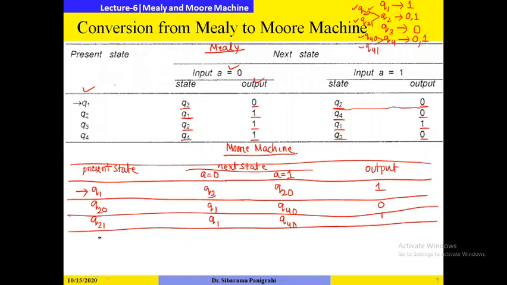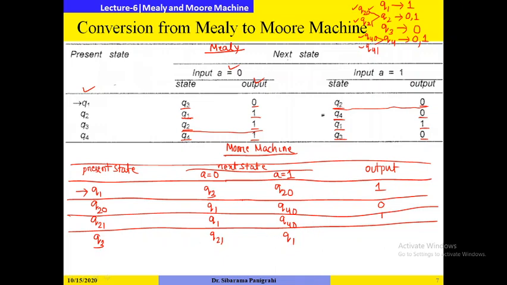Okay. Next Q3. So Q3 by taking 0 as input, what is the next state? It's Q2. So Q2 producing 1. So here I will write Q2 1. Okay. So Q3 by taking 1 as input, what is the next state? It's Q1. So Q1 is only one state. So I have directly written Q1.